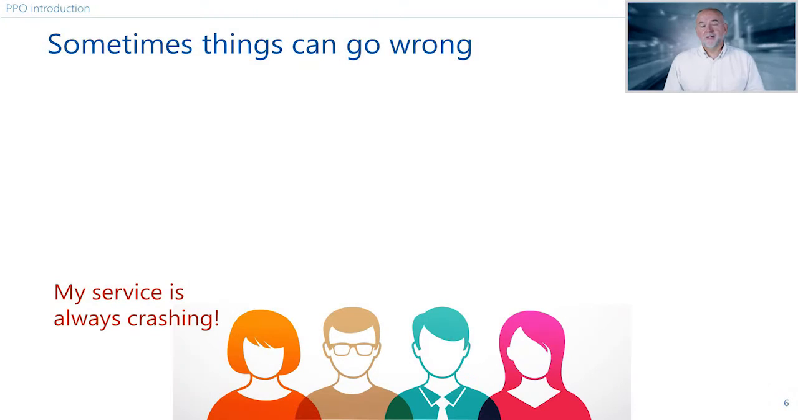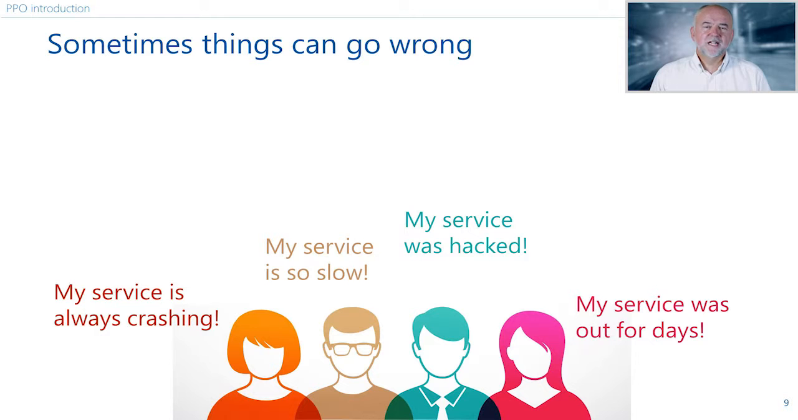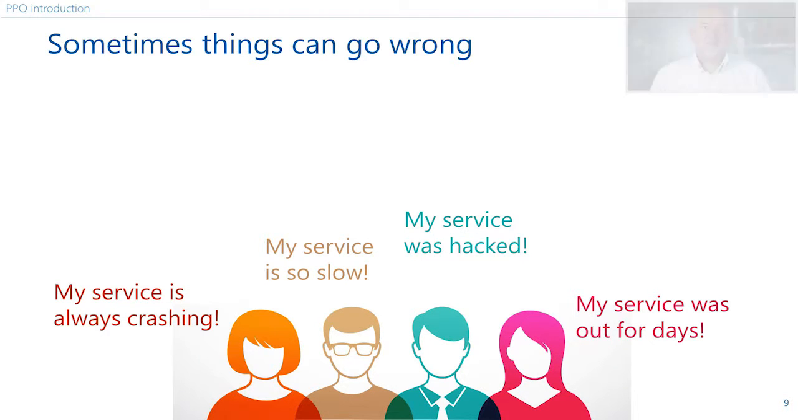However, even with this proper planning, things still can go wrong. So, for example, you may suffer services that are always crashing. They're running slow. They're possibly hacked, some sort of security incident, or even the service has been out for so many hours or days that they're not happy with the service that you're delivering. So all these things we need to consider when we're looking at planning, protection and optimisation. Planning for the services properly, protecting them when they're live, and then optimising them as they go through their life.